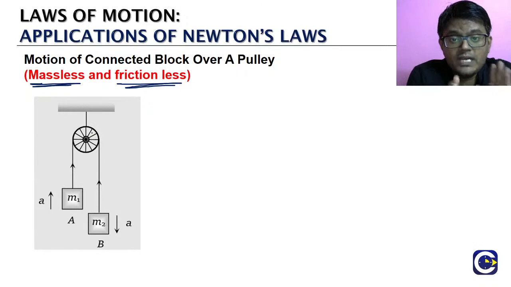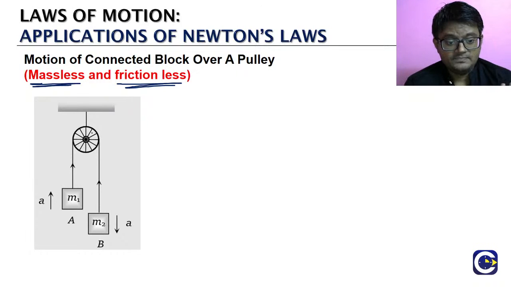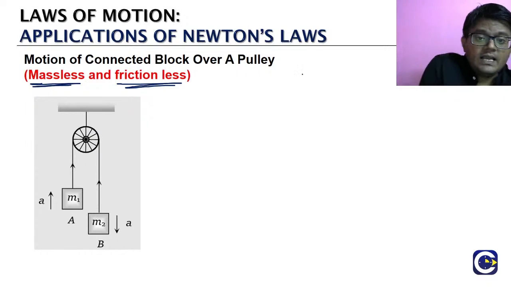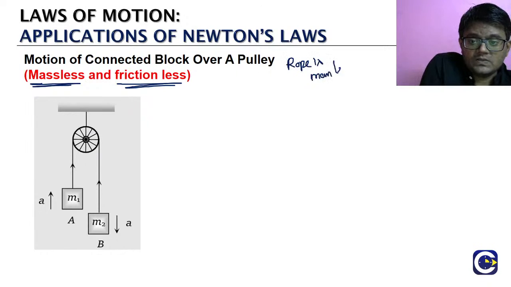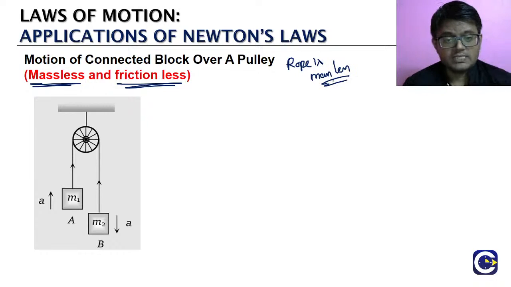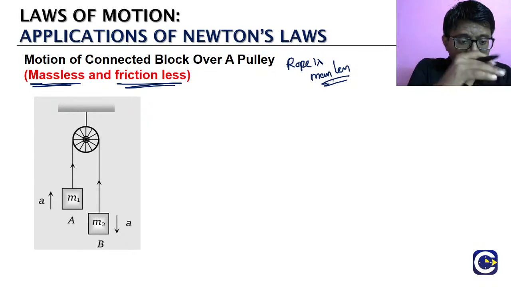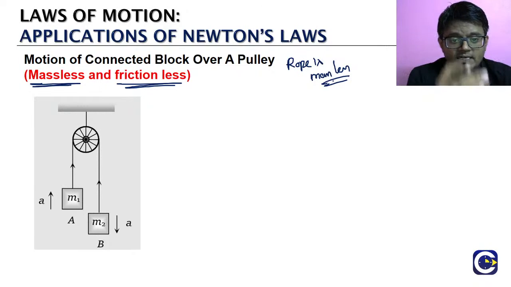Already நம்ம rope பத்தி சொல்லிருக்கோம். Rope we are assuming it to be what? Massless. Okay வா? அது common assumption. அந்த மாதிரி இங்க pulley பத்தி, what is the common assumption? Pulley will be massless, and also when the pulley and the rope is there, அந்த ரெண்டு நடுவுல there will be no friction. Okay வா?